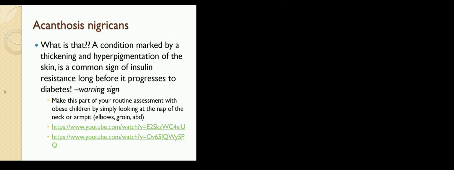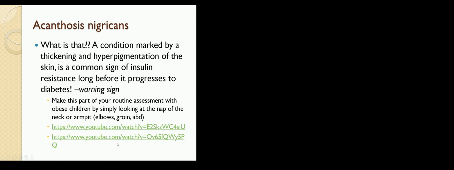One of the newer things that's out there is called acanthosis nigricans, and what this is a condition marked by thickening or hyperpigmentation of the skin. And it's a common sign of insulin resistance long before it progresses to diabetes. So it's almost a warning sign. And you really need to start making this a part of your routine assessment with all obese children. All you simply have to do is look at the nape of the neck, their armpits. It can also be elbow, groin, and abdomen areas, but these three are the most common areas. Or the two is the most common, the nape of the neck and the armpits.